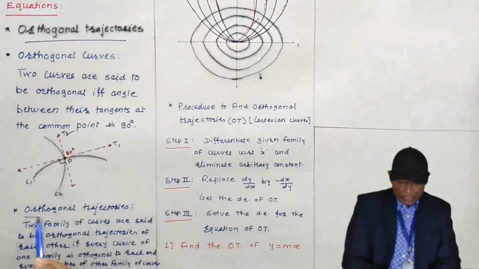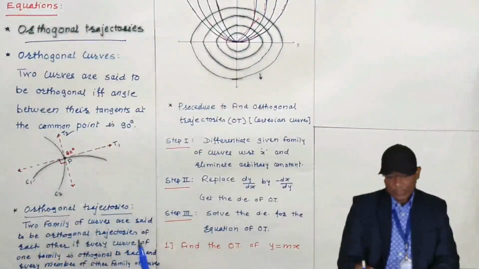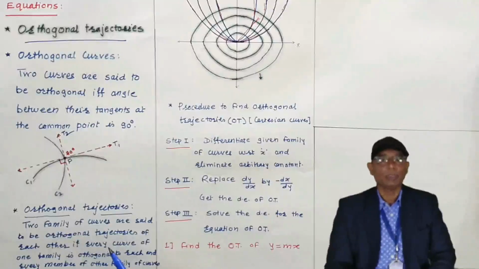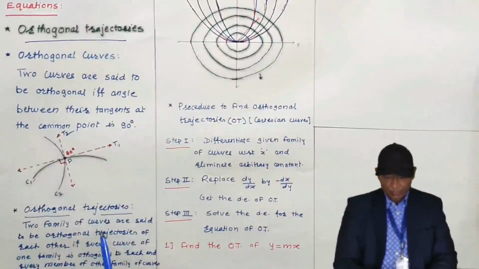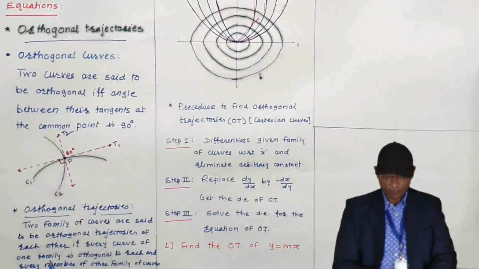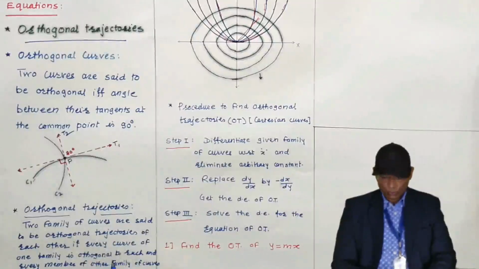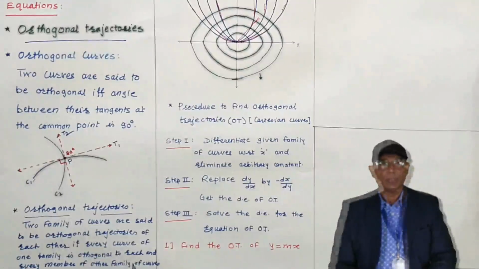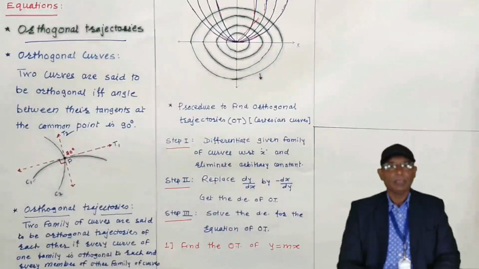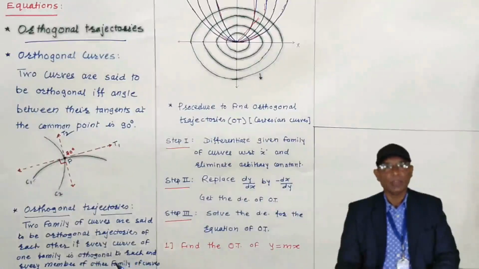Now, what are orthogonal trajectories? In orthogonal trajectories, we deal with families of curves. Two families of curves are said to be orthogonal trajectories of each other if each and every curve of one family is orthogonal to each and every member of the other family of curves. Then one family is said to be the orthogonal trajectory of the other.